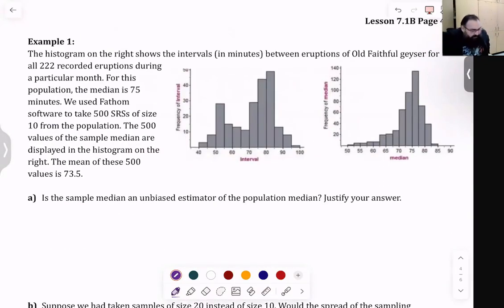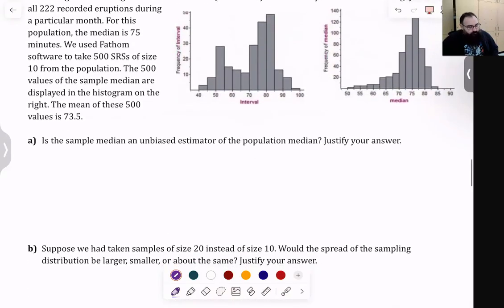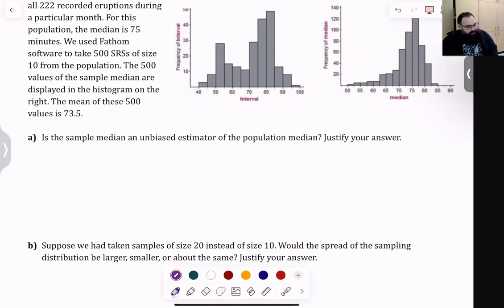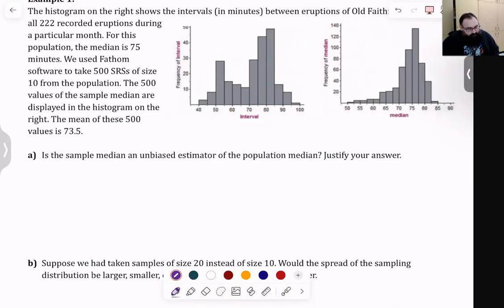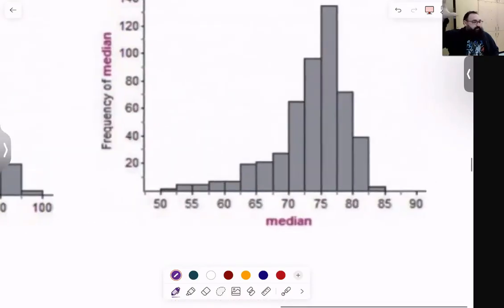So let's take a look at this. The histogram to the right shows the intervals in minutes between eruptions of the Old Faithful geyser for all 222 recorded eruptions during a particular month. For this population, the median is 75 minutes. We use Fathom software to take 500 simple random samples of size 10 from the population. The 500 values of the sample median are displayed in the histogram on the right, and the mean of these 500 is 73.5. Okay, so these are the medians right here.